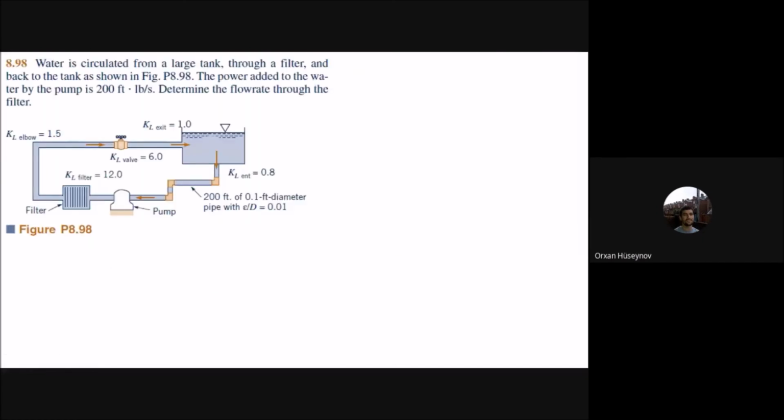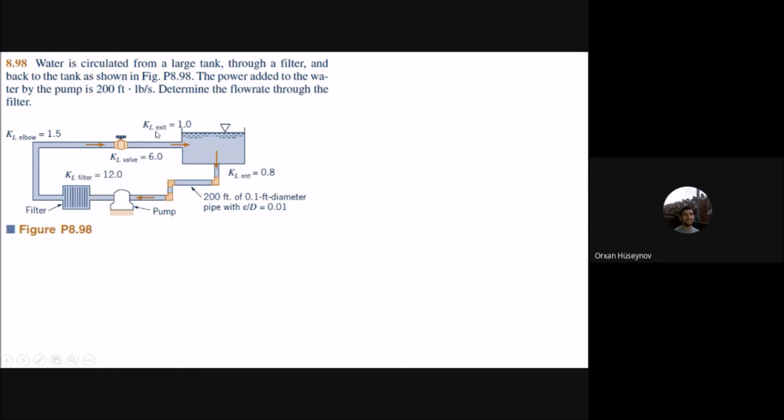Okay, now let's see. There is one more example here. How many minutes do I have? I have 8 minutes. I can start it. So water is circulated from a large tank through a filter and back to the tank as shown here. This is the figure. The power added to the water by the pump is 200 feet pound-force per second. We can convert it into watt units. It is not a problem here, but the problem is how can we write the energy balance for the equation.